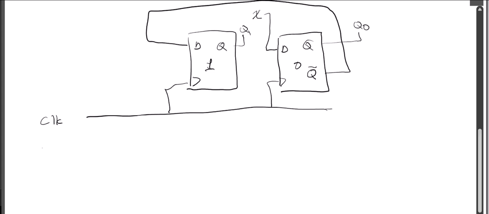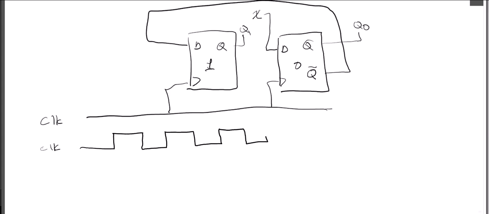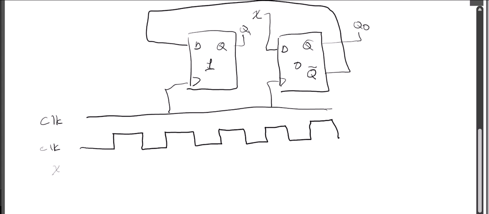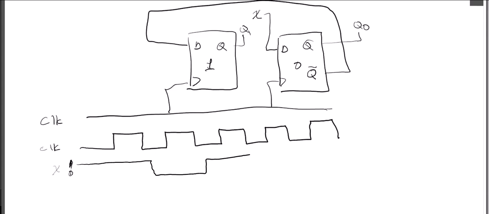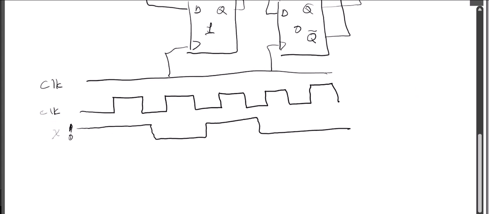And so first I'll have my clock, and these are positive edge triggered flip-flops. And do you see how I know that they're positive edge triggered flip-flops? There's no bubble on them. And then 0, 1, or 0, 1, I'll have X. And now I need to draw Q0 and Q1.